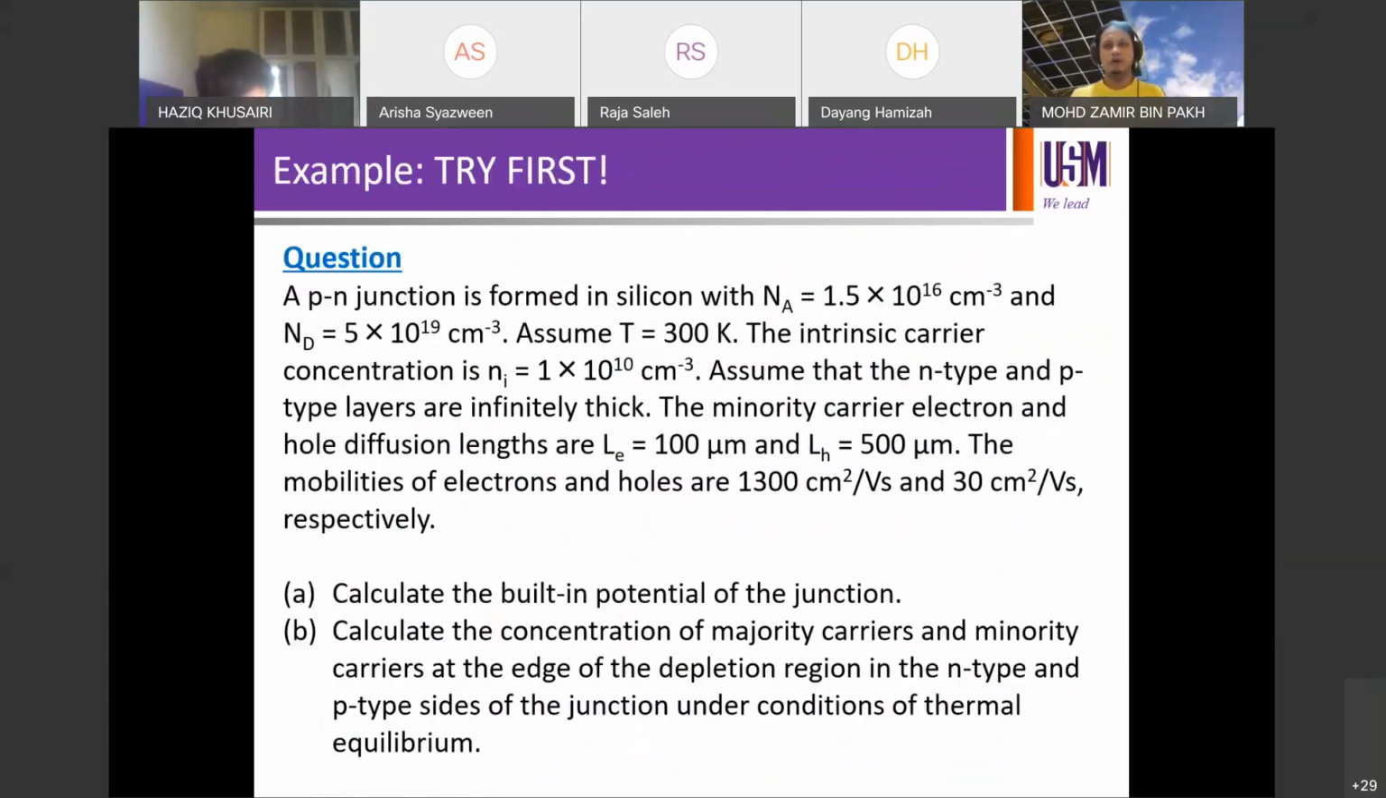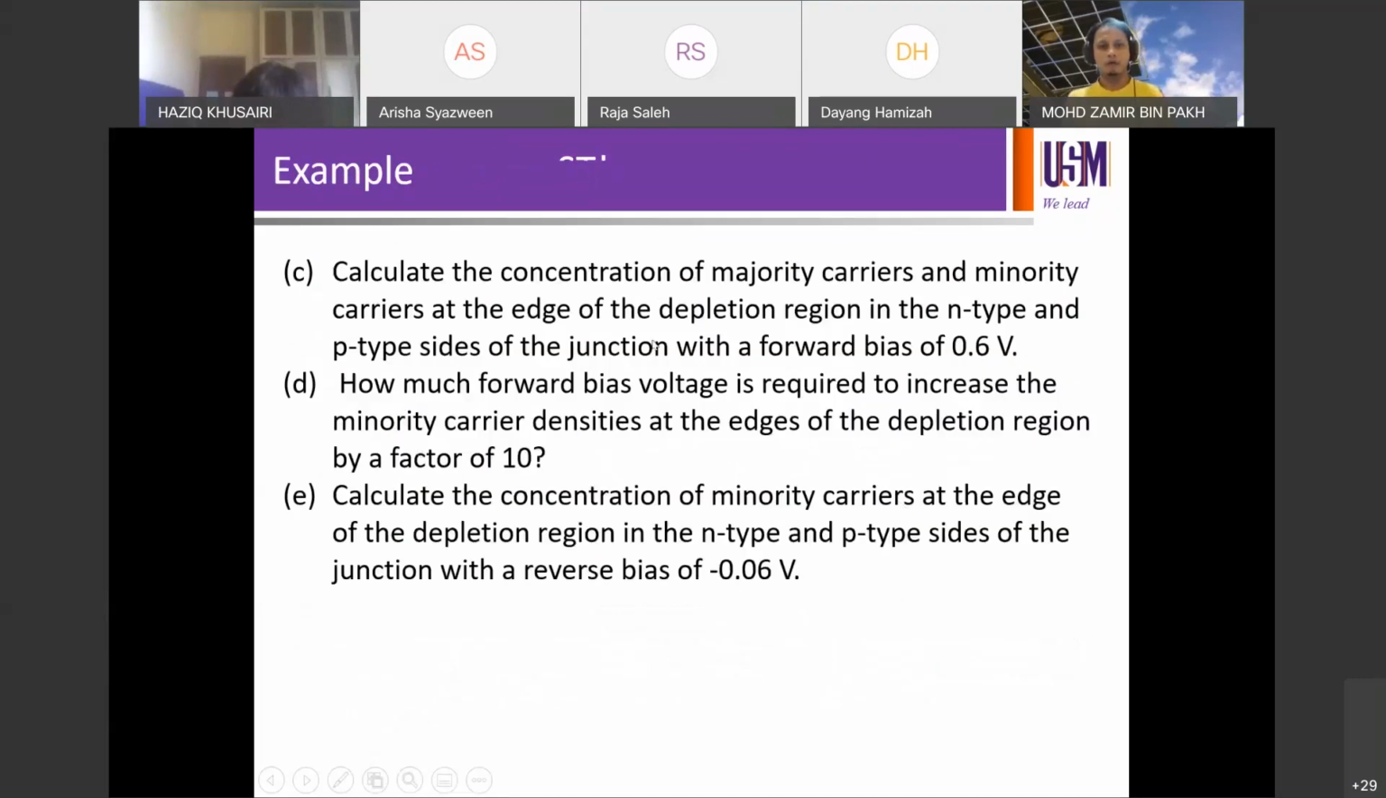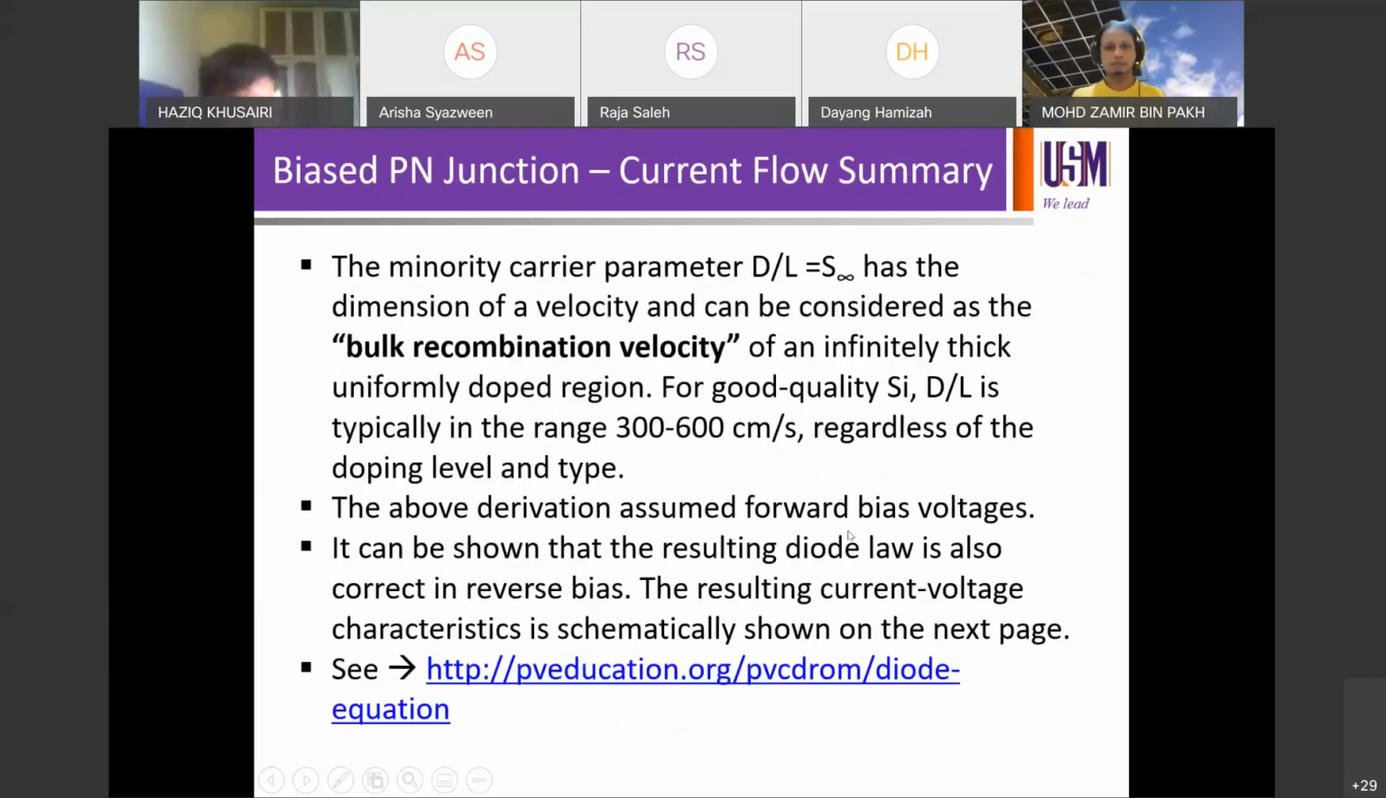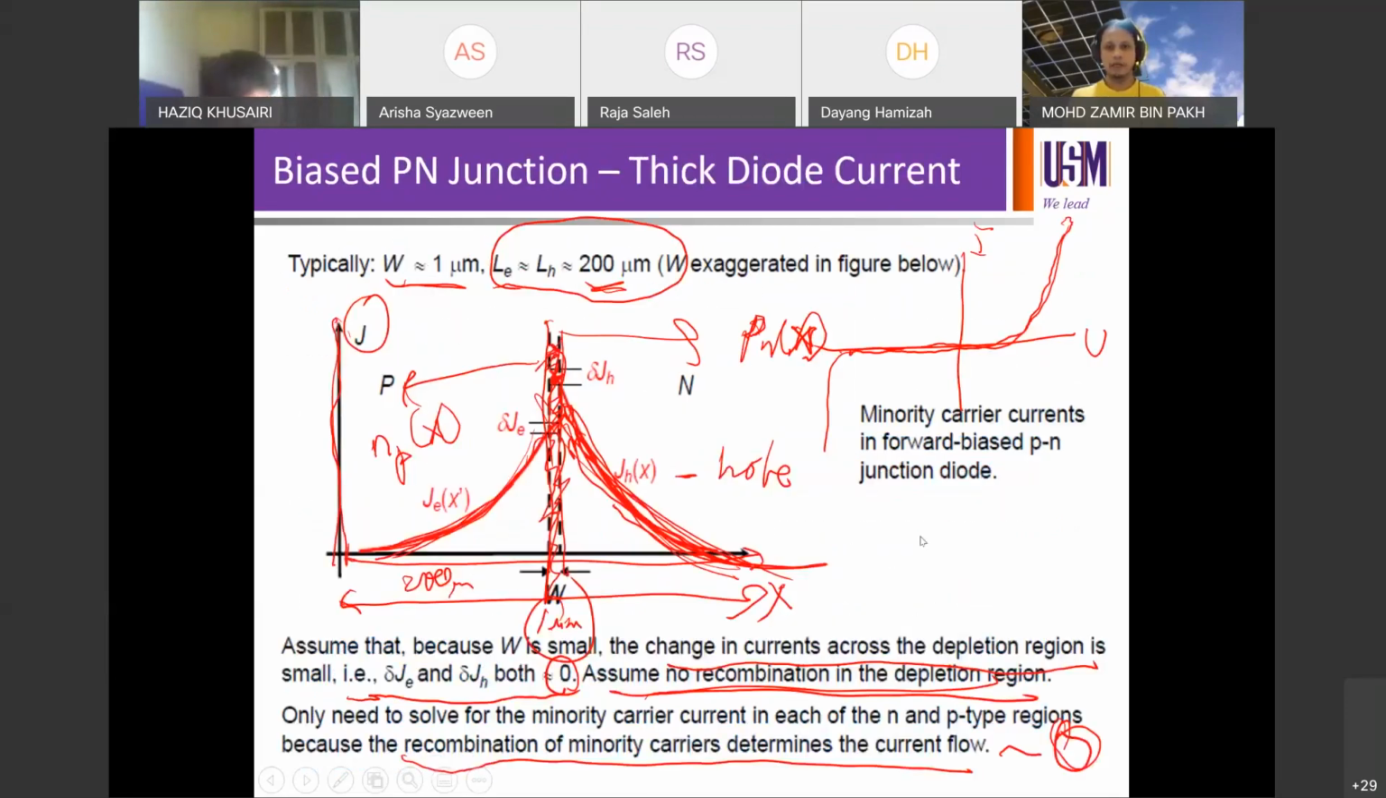So before tomorrow, I want you to go back and try this PN junction equation, the NP calculation, PN calculation, factoring in the diffusion length and the diode parameters, and try to get the answers. So we're going to discuss the question tomorrow. We're going to stop for now at the thick diode, and continue with the thin diode tomorrow, and the diode equation and the question eventually. Right? Is it okay so far?